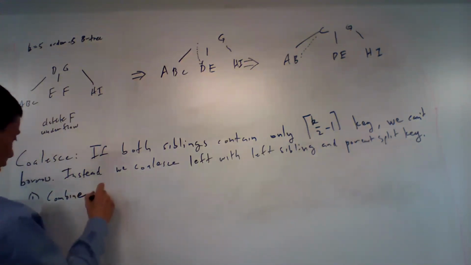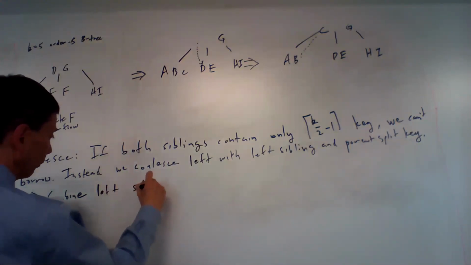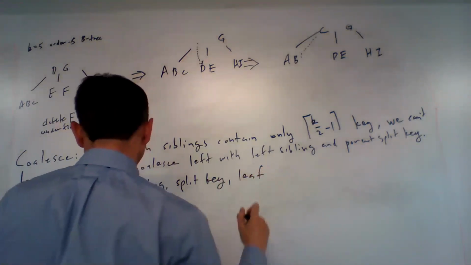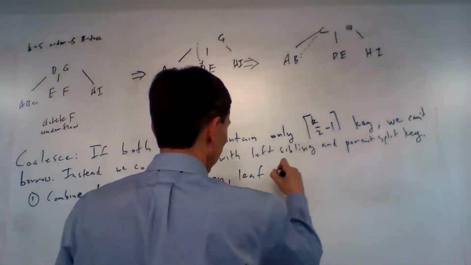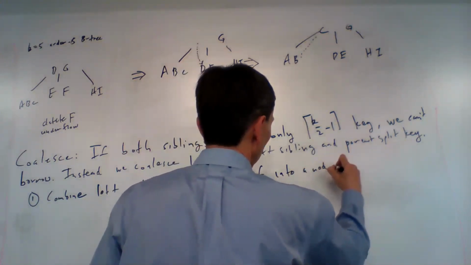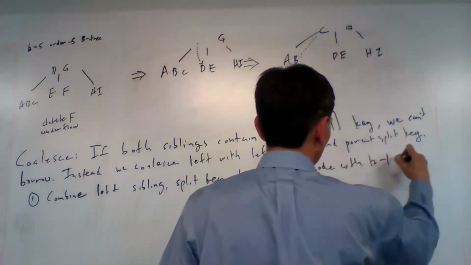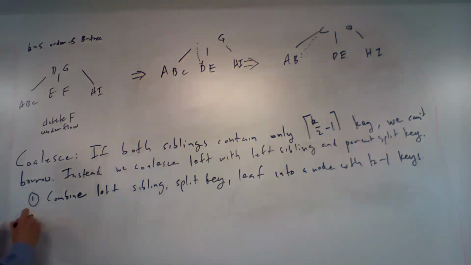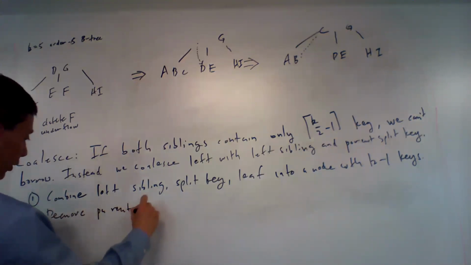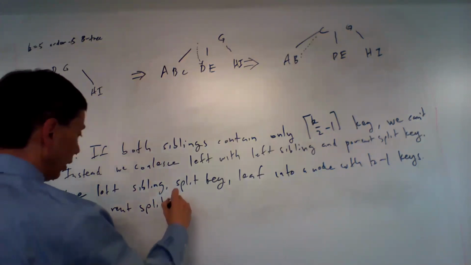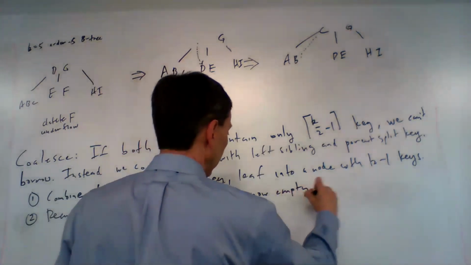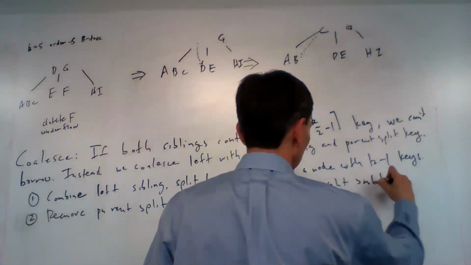We combine the left sibling, the split key, and then the leaf into a node with exactly k minus 1 keys, so it'll be completely full. Perfect. And then second, we remove the parent split key, and its now empty right subtree.